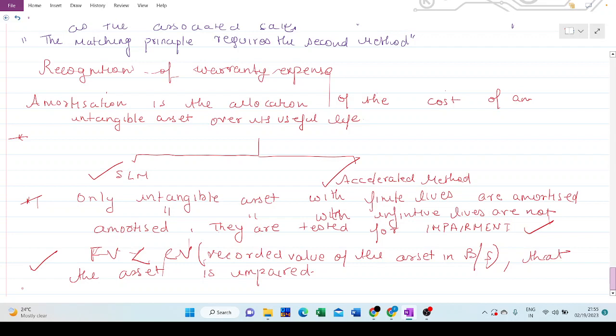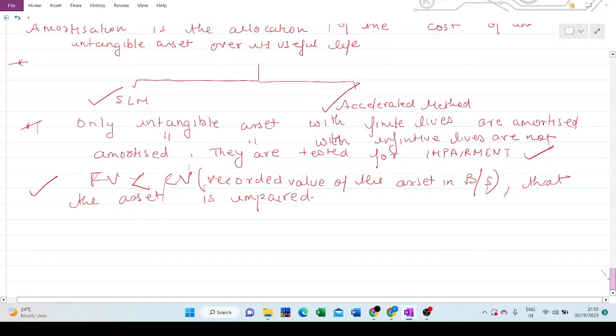And guys, measurement of impairment of tangible assets is in our L1 syllabus. Measurement of impairment of intangible assets is not in our level 1 syllabus, right? So measurement of impairment of tangible assets is in our syllabus, so we need to be very cautious with this.